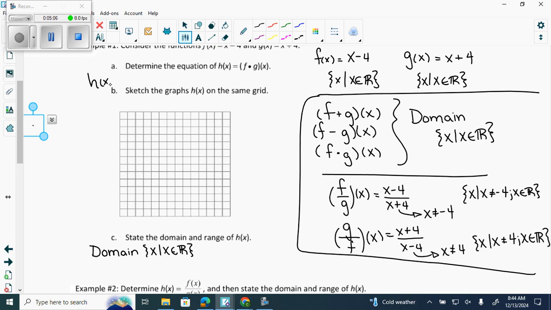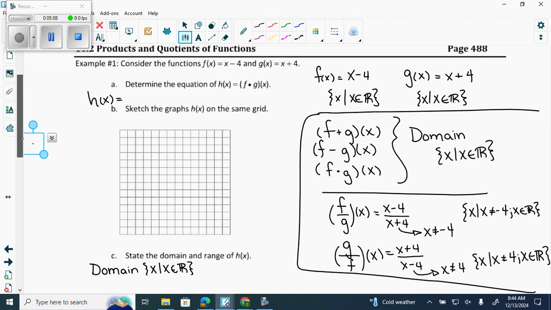So h of x equals f of x, which is x minus 4, times g of x, which is x plus 4. What am I going to end up with when I multiply two lines? A quadratic, or parabola, yeah. So I'm going to get x squared plus 4x minus 4x cancels, minus 16. How do I get the range of that? Go to my calculator and get a minimum, correct?